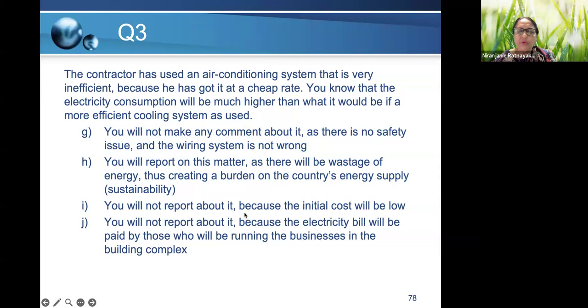You will not report about it because the initial cost will be low. You will not report about it because the electricity bill will be paid by those who will be running the businesses in the building complex. What will you do ethically?